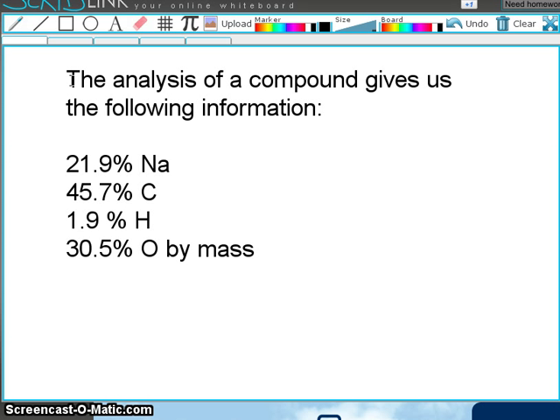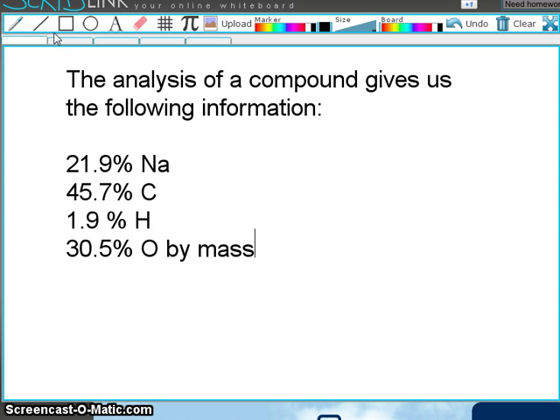So by mass essentially means that if we had, say, 100 grams of this compound, we know that 21.9 grams is sodium, 45.7 grams is carbon, and so on. So this is what the by mass essentially describes.